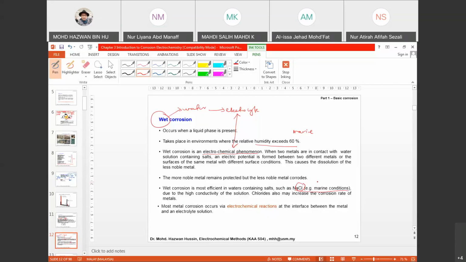Anyone knows what will be the equivalent concentration of NaCl in seawater? Someone knows? Shamira, you have any idea? Not sure. Shamira?